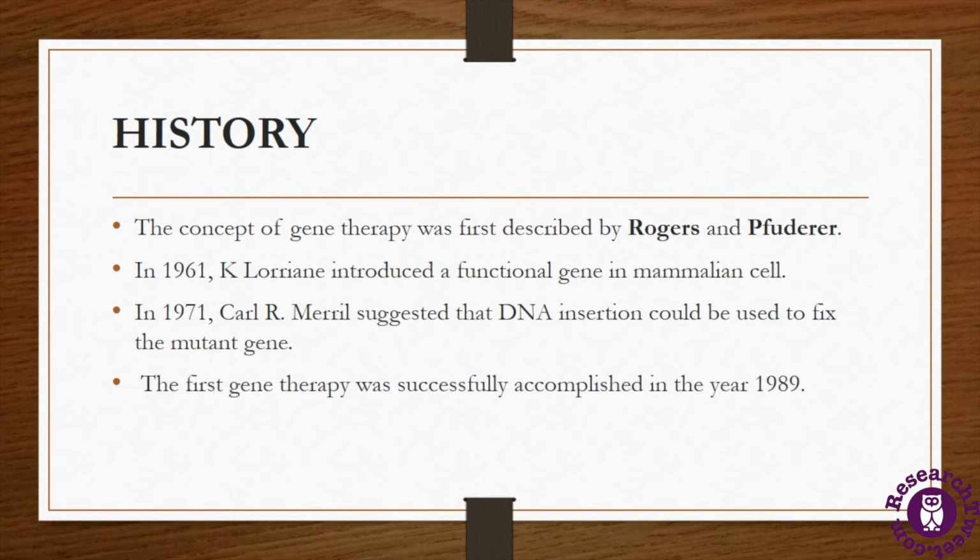Basically, DNA insertion is also a technique of biotechnology or genetic engineering, where DNA from a healthy person is inserted into the mutant person or mutant organisms. So Carl Merrill suggested that if the method of DNA insertion is used to cure a mutant gene, then it can be cured. So later on, the first gene therapy was successfully accomplished in the year 1989.